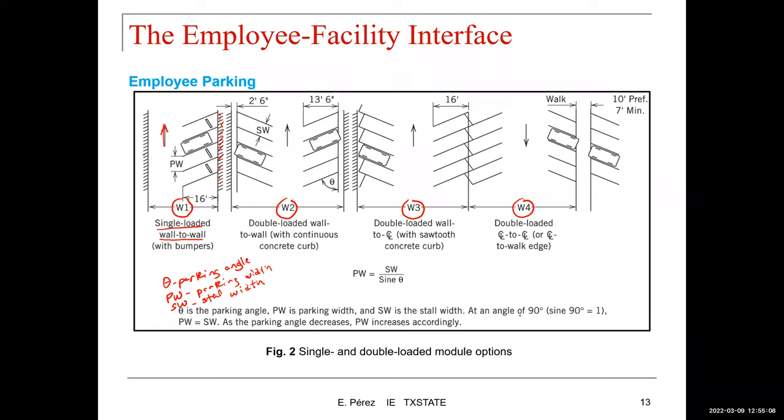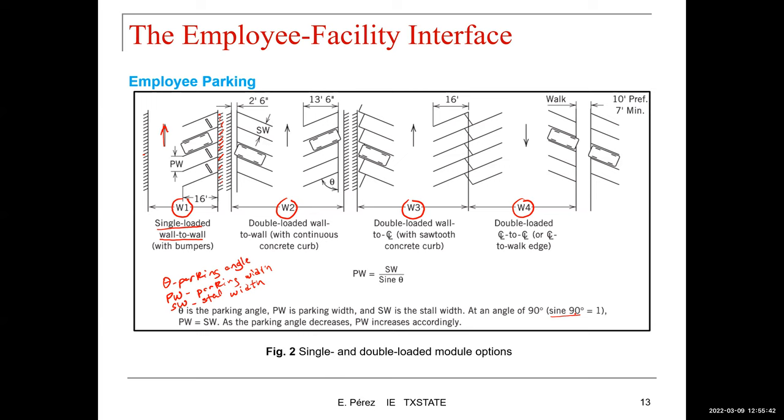So at an angle of 90 degrees, PW equals SW. So PW is illustrated here. This is what we are measuring, the parking width. Right? If it is at an angle, you're measuring from this point to this point. And then at 90 degrees, that's going to be equal to the stall width, which is the measurement here to here. Right? So this size.